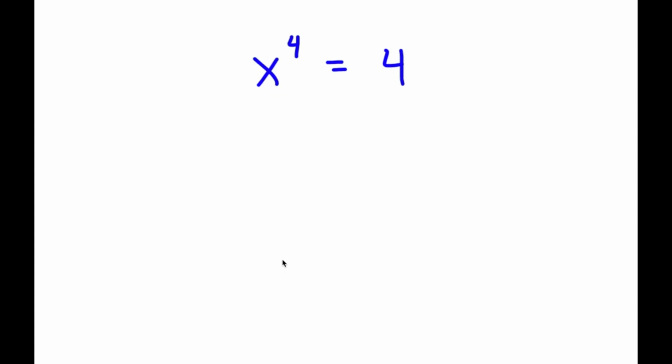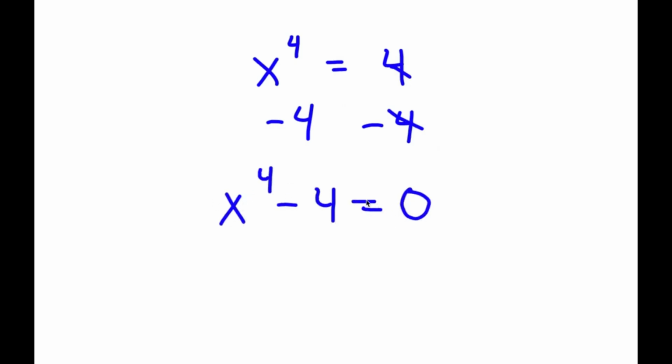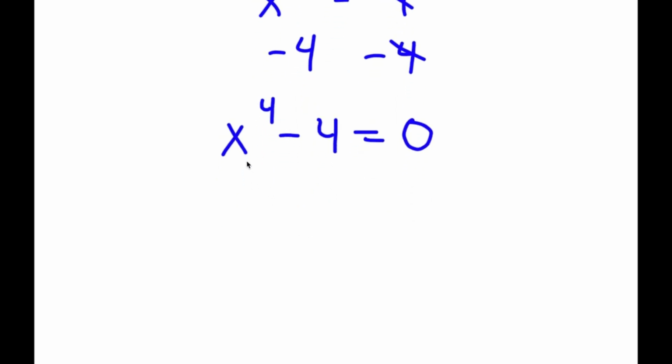Alright, so in this problem, I have x to the power of 4 is equal to 4. So to solve this problem, I'm going to first go ahead and subtract 4 on both sides. So then these two cancel out, and I'll be left with x to the power of 4 minus 4 is equal to 0. Now I can rewrite x to the power of 4 as x to the power of 2 times 2. So now I have x to the power of 2 times 2, and I can rewrite 4 as 2 to the power of 2. So this is equal to 0.